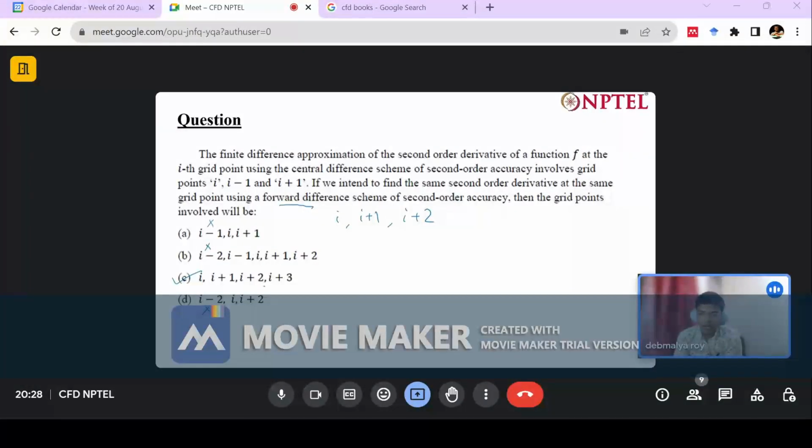Now we can also try to understand why there are 4 points here. Here you see what we have to find. We have to find f double dash x, right? We need to find f double dash x with a second order accuracy. So for this we have to eliminate f dash x.